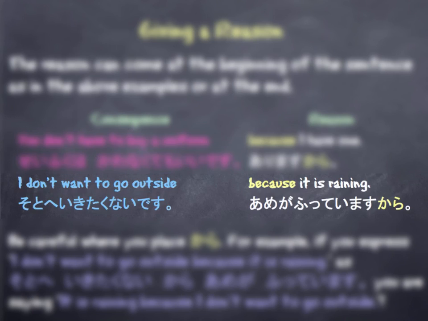Again, our example of it raining outside and not wanting to go outside because it's raining, we have here, I don't want to go outside. Soto e ikitaku nai desu. And someone might say, but why? Why don't you want to go outside? And you can simply say, because it's raining. Ame ga futte imasu kara. So kara gives our explanation.